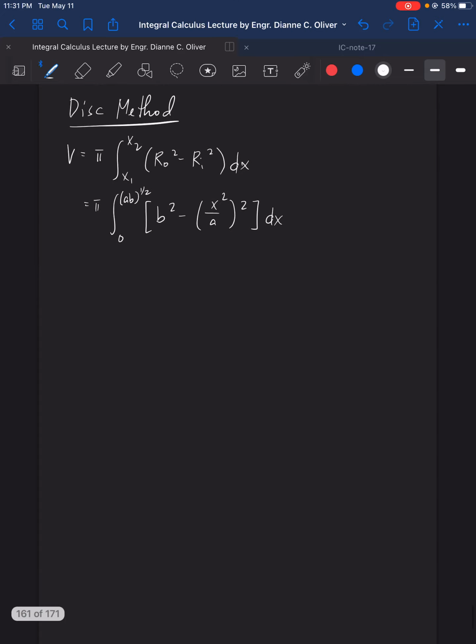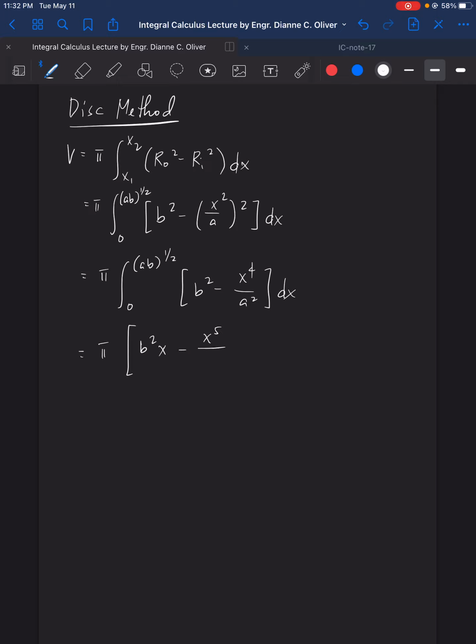Okay, I think we got what we needed in solving. So we have here 0 to ab raised to 1/2. So this is b squared minus x raised to 4 over a squared dx. This is pi, b squared x minus x raised to 5 over 5a squared. The limits are 0 to ab raised to 1/2.